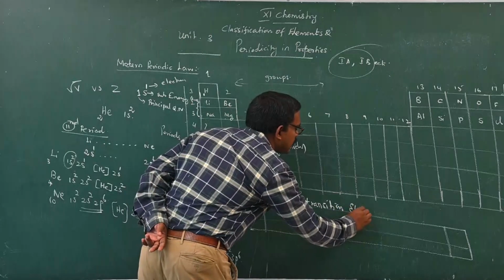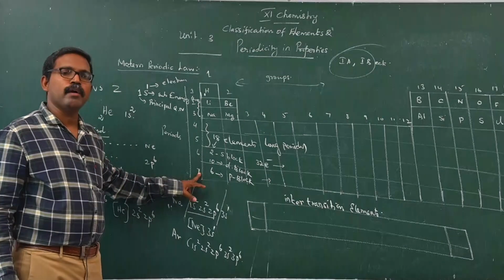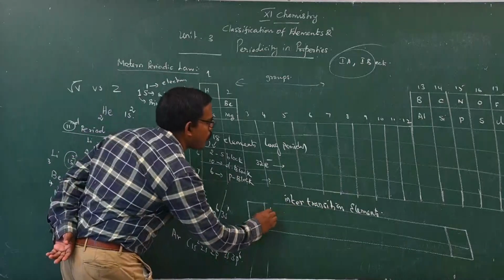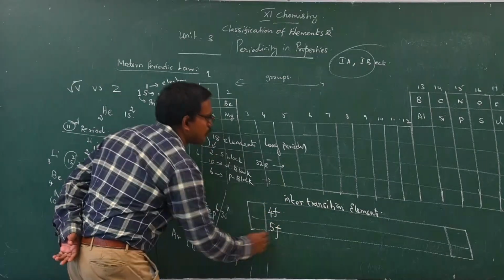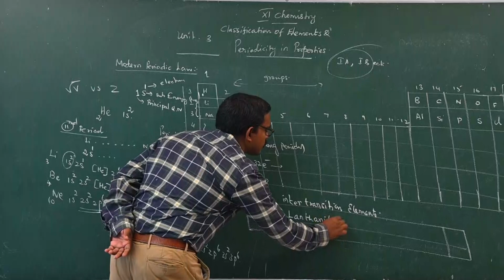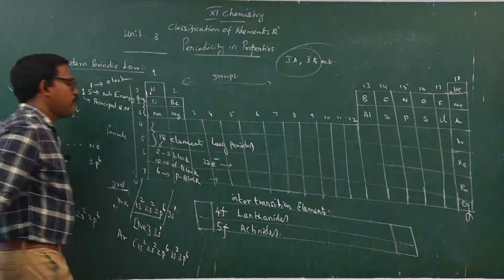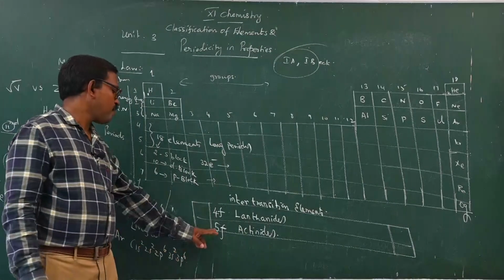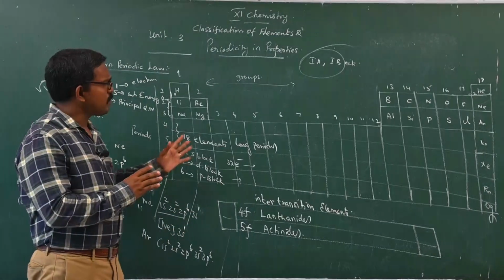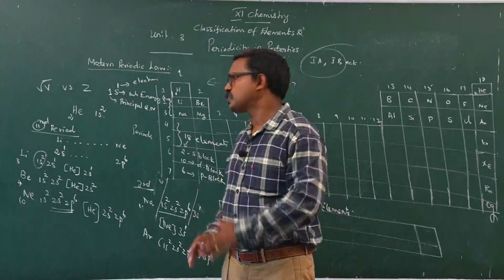Inner transition elements. In the seventh period also, 14 elements are present at the bottom of the periodic table. This is the 4f block, this is the 5f block. The 4f block is called lanthanides and the 5f block is called actinides. So this is the very long form of the present existing long form of periodic table.